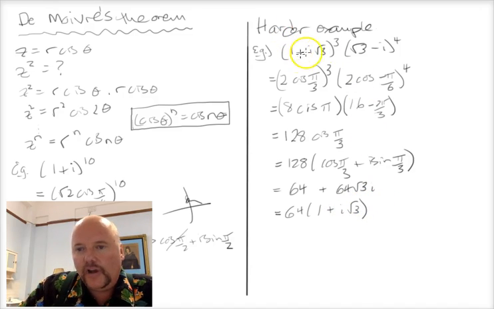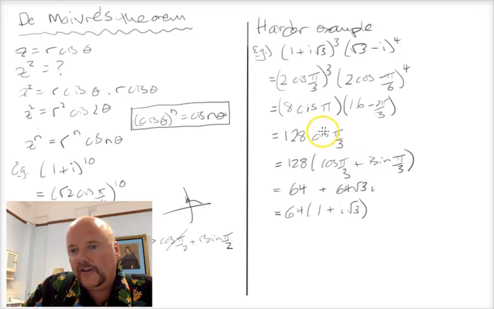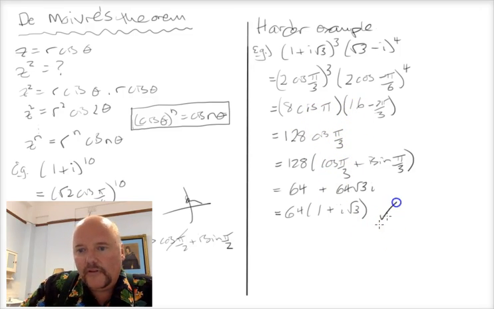So it's a really easy way of multiplying these two, which you have to raise to a certain power. You wouldn't expand this; convert it to mod arg form, use de Moivre's theorem, then you can multiply the two together like we did here, and there's your answer.